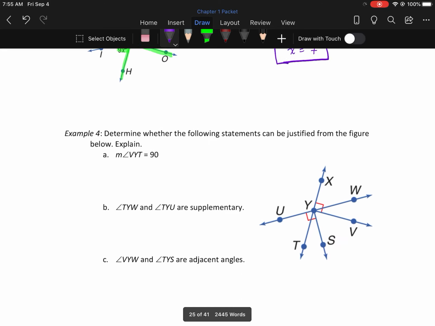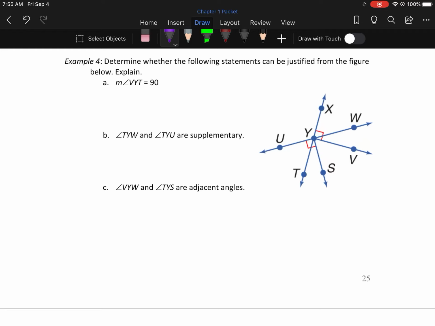Moving on to the last problem, example 4. It says determine whether the following statements can be justified from the figure and explain. So the measure of angle VYT is 90 degrees. So there's a lot of different things going on. They didn't specifically tell us that that is 90 degrees. They don't even have a little box there to tell us it's 90, so we have to look and see, are there any context clues?